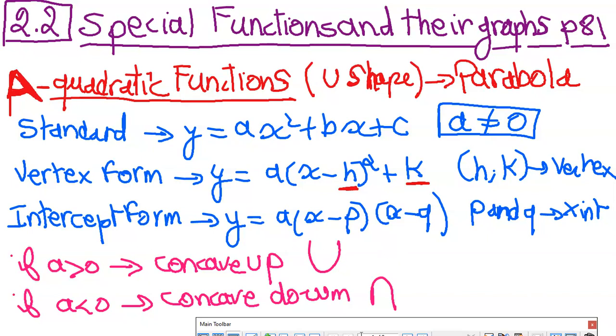Now, if a is positive, if the coefficient of x squared is positive, we say that the function is concave up. It has a U shape like this. And if it's negative, we say it's concave down. Sometimes you can see in some books we call it upward, and here we call it downward.